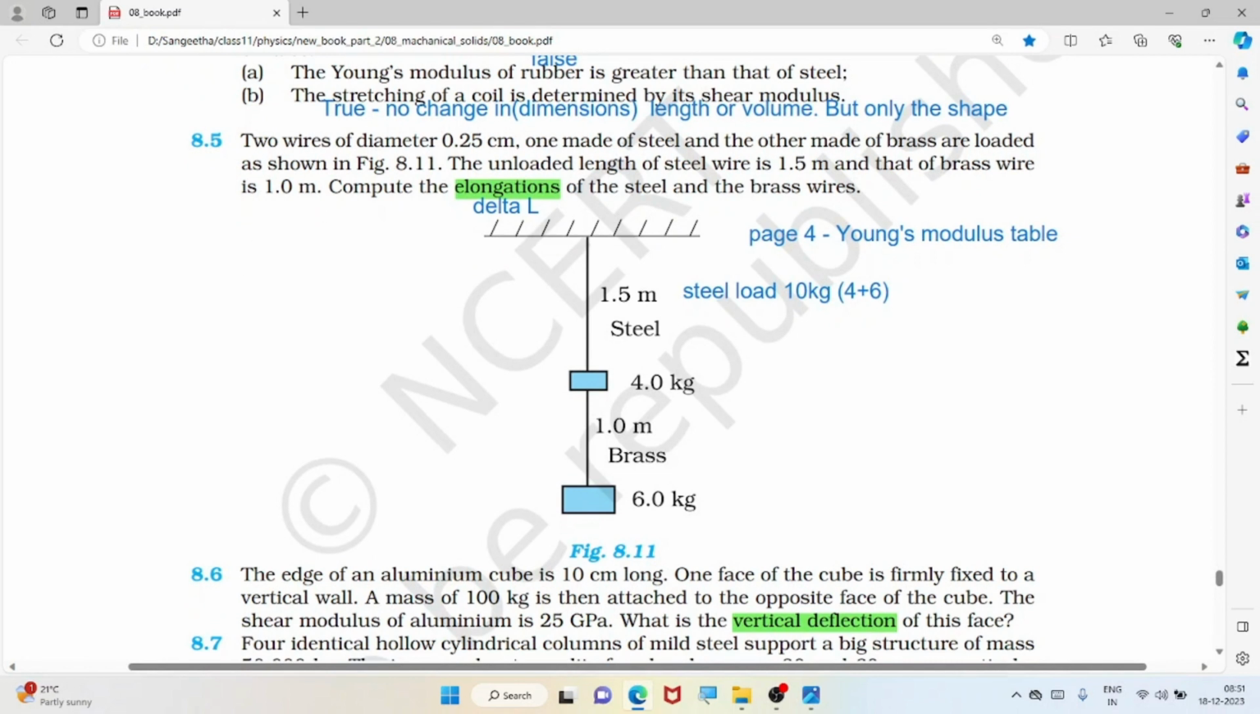Two wires of the same diameter, one made up of steel, the other made up of brass, are loaded as shown in the figure. The unloaded length is 1.5 meter. So here the important thing is that for the steel the load is 4 kg plus 6 kg, so this is 10 kg. But for the brass portion it is only 6 kg. That is important here. So they compute the delta L, that is the elongation of the steel and brass.